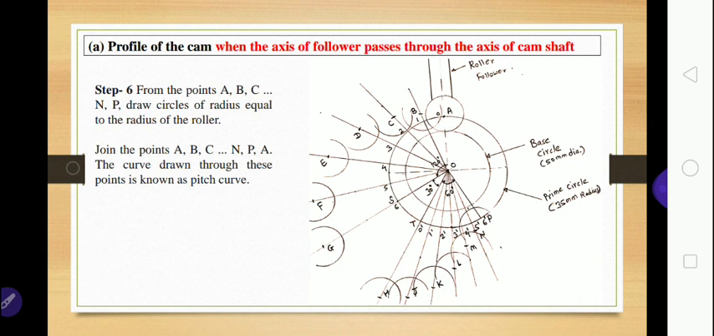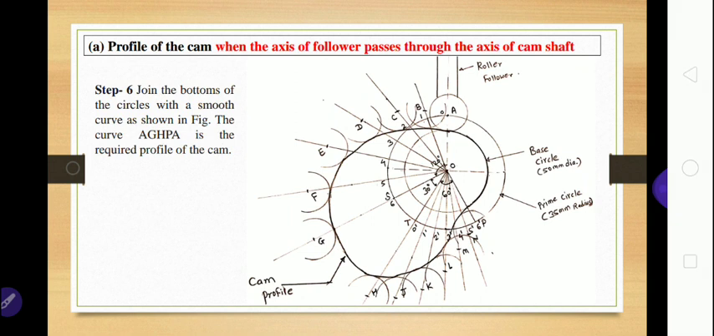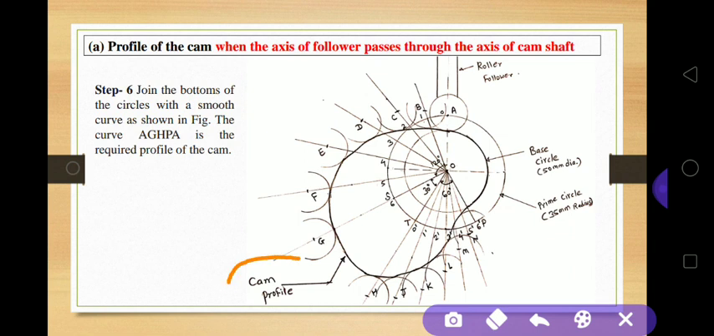And our cam profile is exactly moving parallel, or from the bottom of this pitch curve. So after this sixth step, drawing all the rollers at these points, our next step is to join the bottoms of these rollers with the smooth curve, and that smooth curve will be our cam profile.